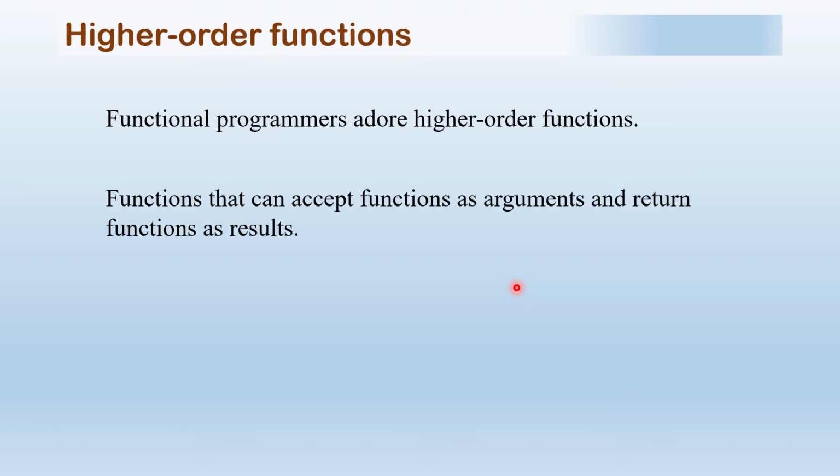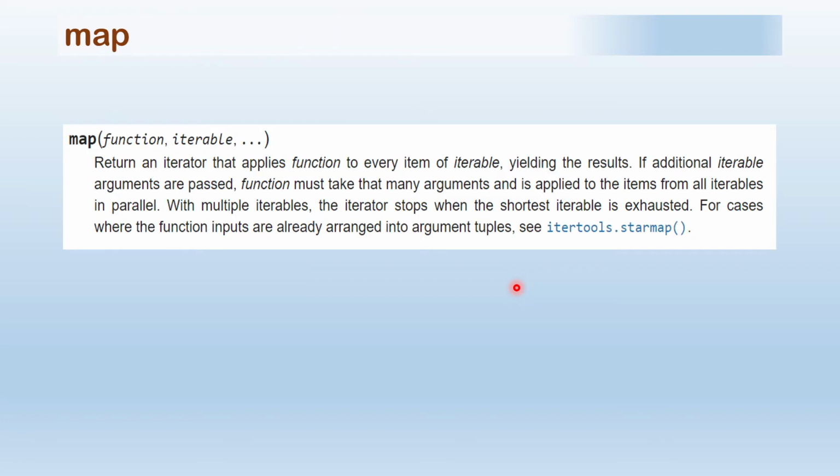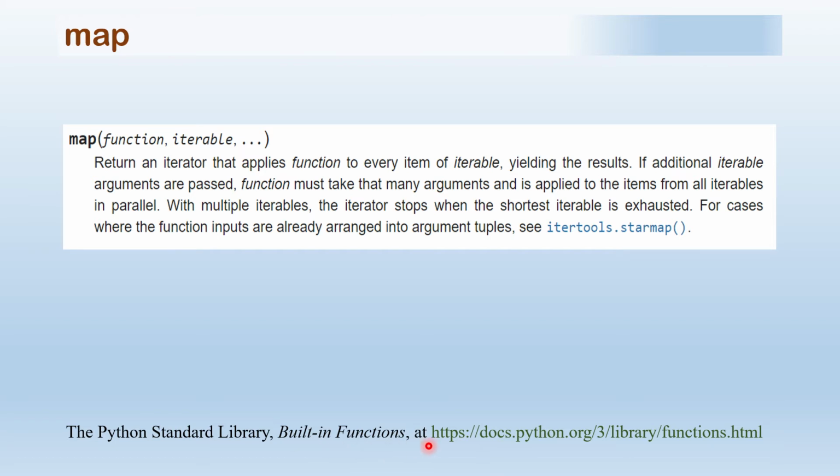Let's proceed. Higher order functions are functions that can accept a function as an argument and also return a function as a result. Both map and filter can do that. I retrieved this from the Python standard library. You can find it on this site here, under built-in functions, or you can Google.